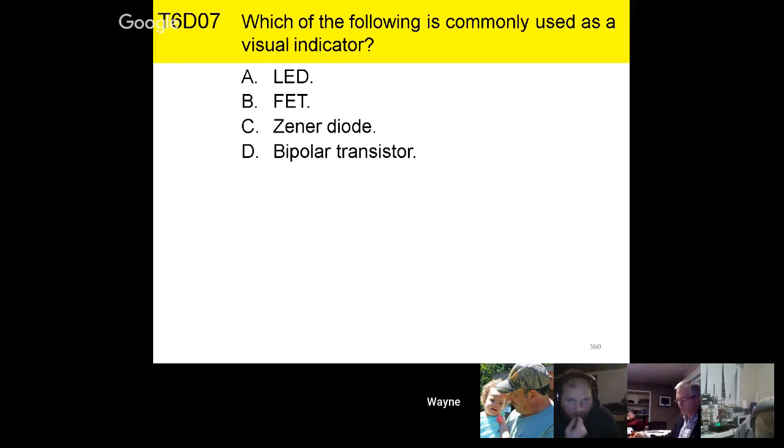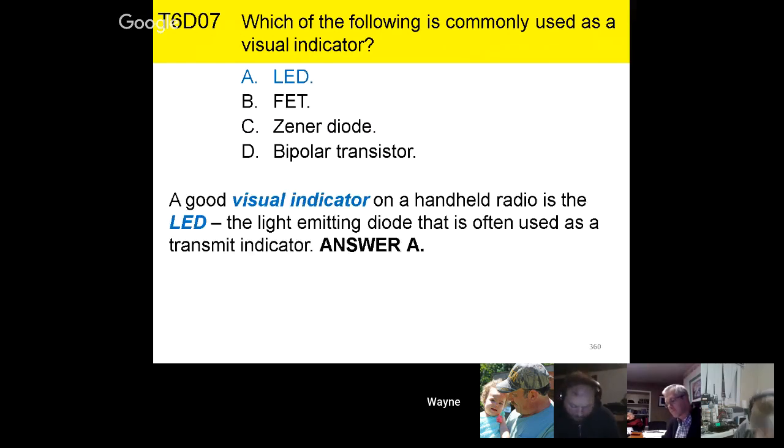Which of the following is commonly used as a visual indicator? Again, we were just talking about that. Your answer is an LED. It gives you a visual indicator. You have that on your radio. There's an LED, and you can have a transmit or a power indication or something of that sort. It's a visual indication by having an LED, or light emitting diode. Answer is A.